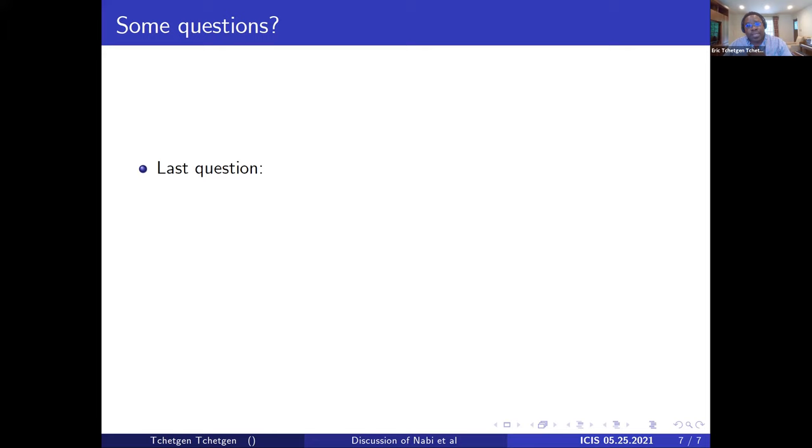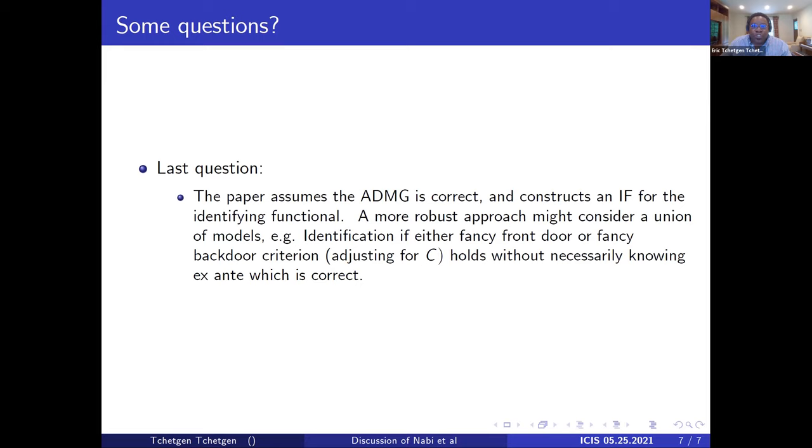And then finally, the paper assumes the ADMG is correct. I know everyone who looks at this, and this is often the criticism about graphical models, is you assume you're an oracle who knows the graph and somehow you have identification.